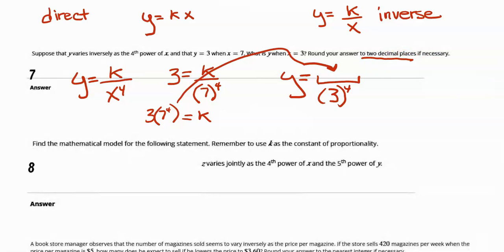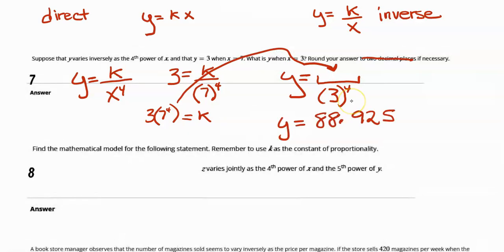Again, you want to be able to put this into your calculator and get values that give correct answers. And when I did that, I got this, rounding to 2 decimal places, 88.93. 5 or more, we round up. 4, we just drop. Okay, just a few more.